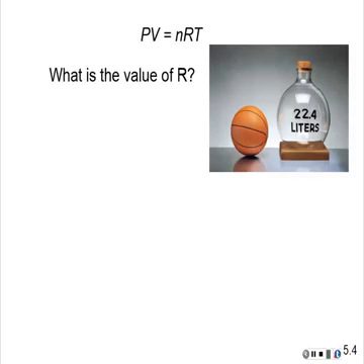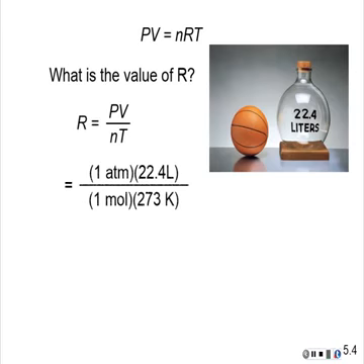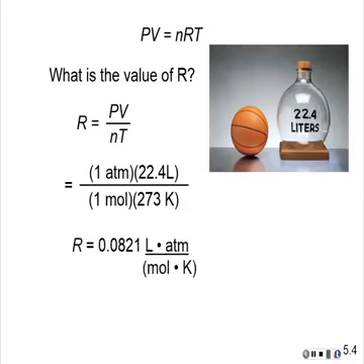And I do. I know that 1 atmosphere of pressure at 273 Kelvin, which is STP conditions, will occupy 22.4 liters if I have 1 mole of a gas. So I'm going to plug all that data in and solve it for R. And I get this very, very small number, 0.0821. And notice all 4 of the units stay. It's liters times atmospheres over moles times Kelvin.